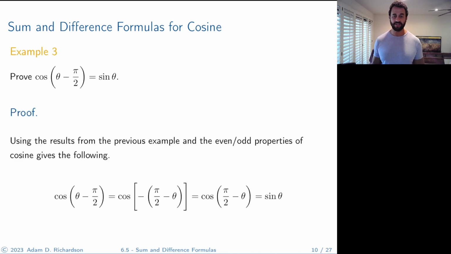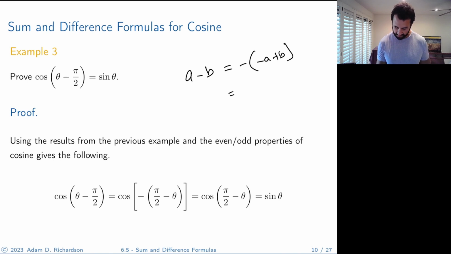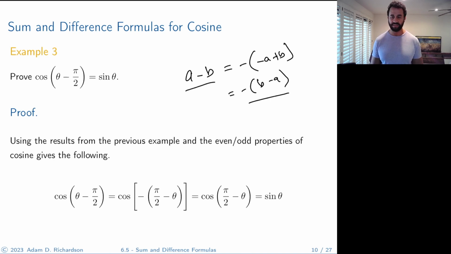So this one is similar. You're going to use results from the previous example and the even odd properties of cosine. And here what you can do is rewrite this angle, theta minus pi over 2, as negative pi over 2 minus theta. This is actually a pretty common technique in mathematics. We're basically taking this expression and factoring out a negative 1. So we're getting negative a plus b, but then this can be rearranged to be negative b minus a. In other words, a minus b is the same as negative b minus a, and that's what we're using here.